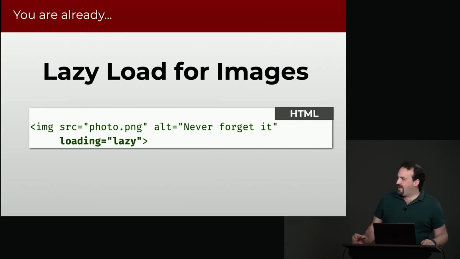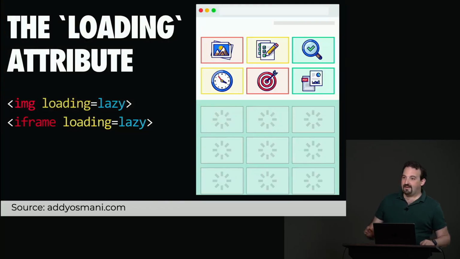Okay, so what else with images? We now have lazy load. With lazy load, we can apply loading equals lazy to some images. What's the idea? The idea is to lazy load images that are not in the viewport, so are not currently visible.